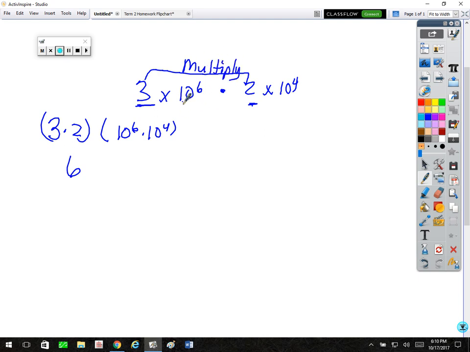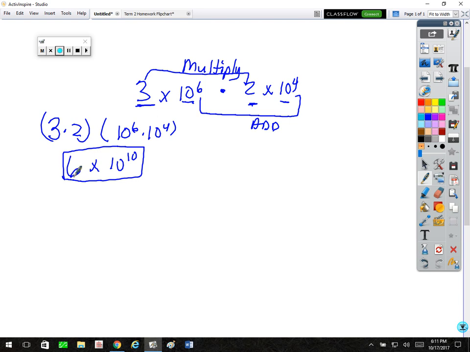In here I have the same base of base 10, so that means if I'm multiplying the same bases, I'm going to add my exponents. So I have times 10, and 6 plus 4 is 10. So my answer of 3 times 10 to the 6th power times 2 times 10 to the 4th power gives me 6 times 10 to the 10th power. Okay? So this is your final answer. So all you're doing is multiplying the coefficients, and adding your exponents.